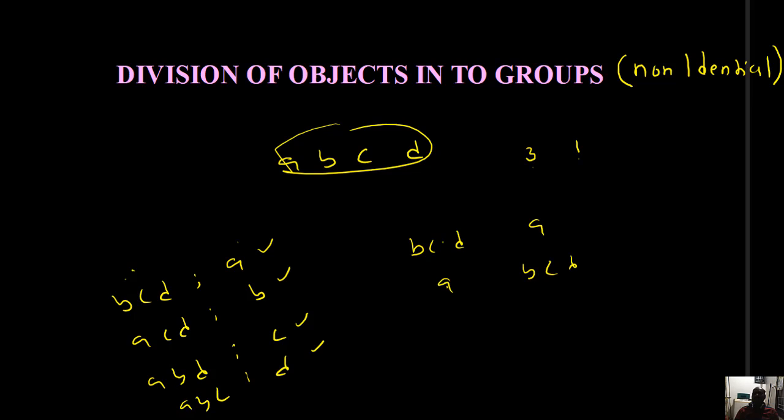Persons means automatically order will involve. That's why ABCD and BCDA are treated as different. So in this case, what is the answer? I will write. In this case, what is the answer? Actually, what is the answer?